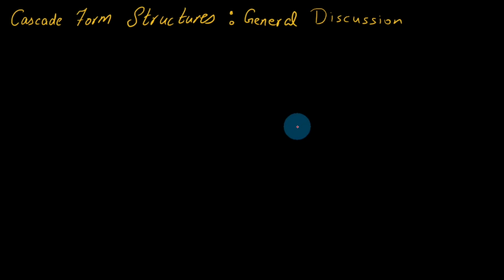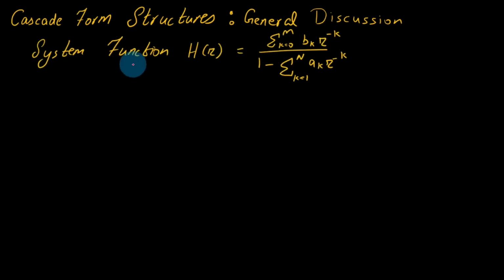So, in general discussions, moving towards the general form, the system function that we are considering is a linear constant coefficient difference equation based transfer function. In the numerator we have b_k, the constant coefficients, times z to the power minus k. This is the z transform of the input, and in the denominator we have 1 minus summation k equals 1 to N of a_k z to the power minus k, and that is the z transform of the output.